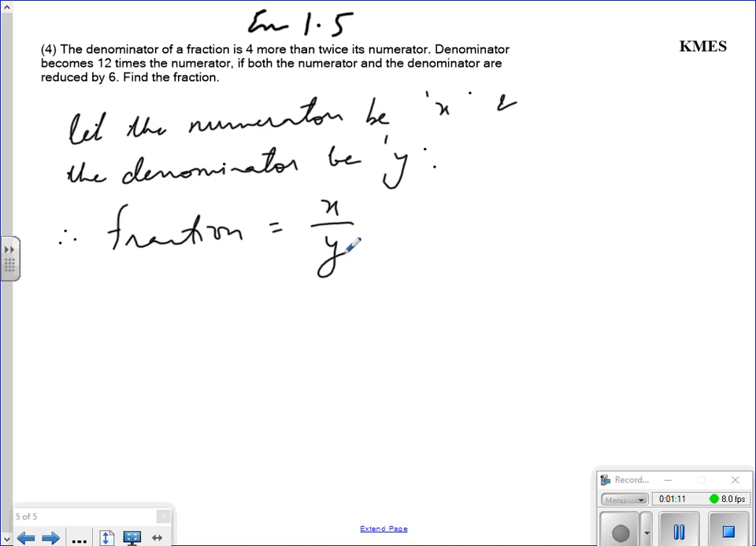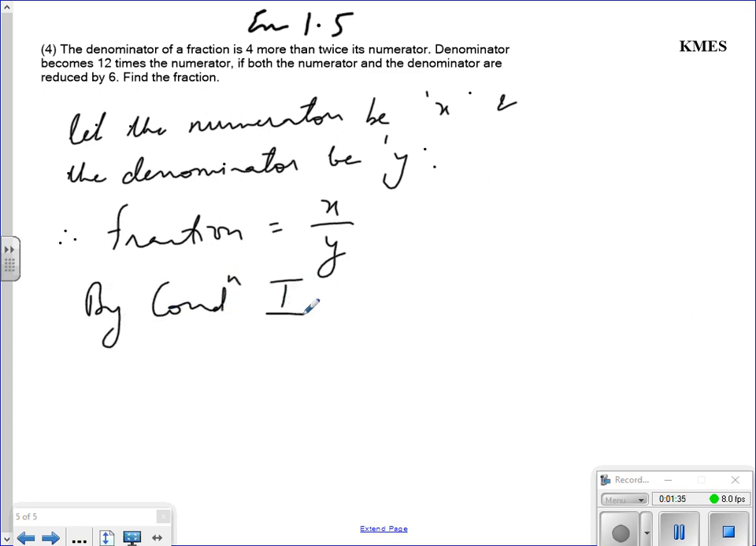And that fraction we are asked to find. So we have to find the value of x and the value of y, and x upon y will be our fraction. Now, from the first two conditions, we are going to frame the first two equations. Let us go to the first condition.